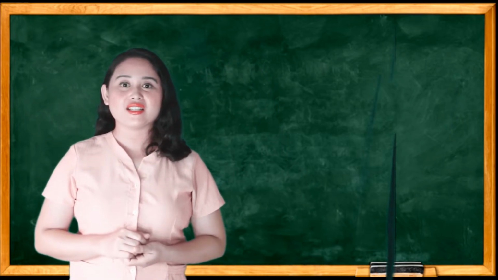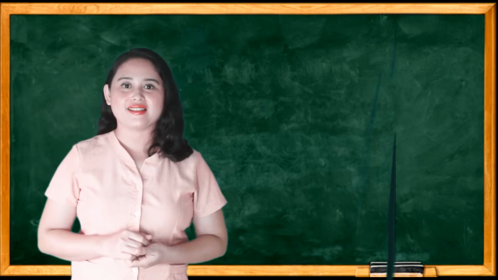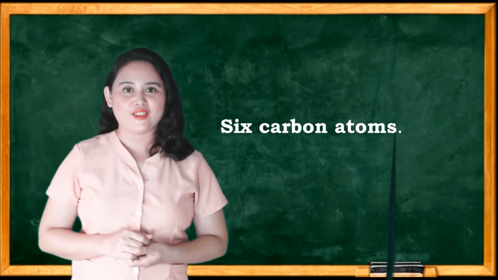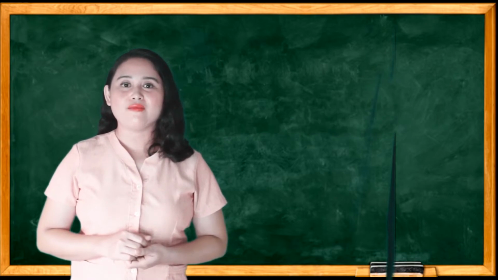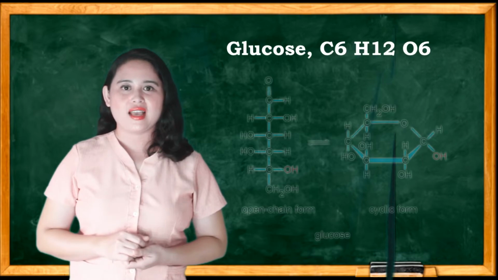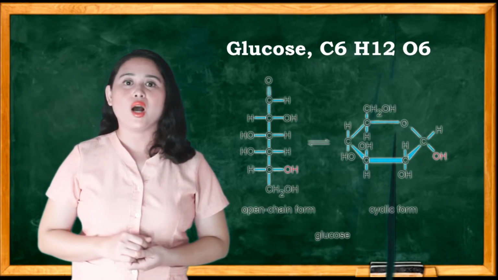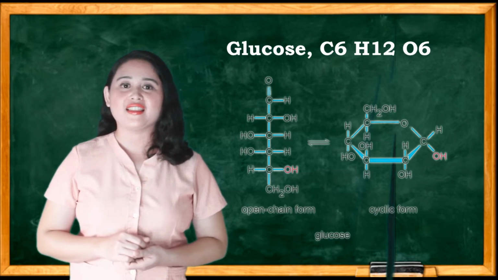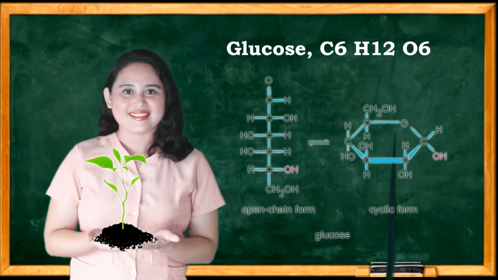Monosaccharides are the simplest form of carbohydrates. They contain either 5 or 6 carbon atoms. They have open chain and cyclic forms. A typical example of a monosaccharide is glucose, C6H12O6, one of the products of photosynthesis in plants.